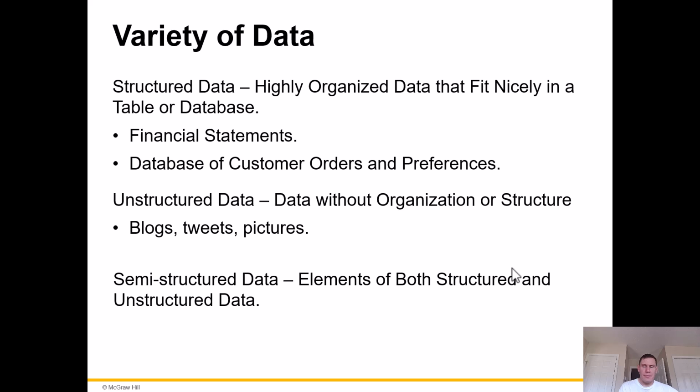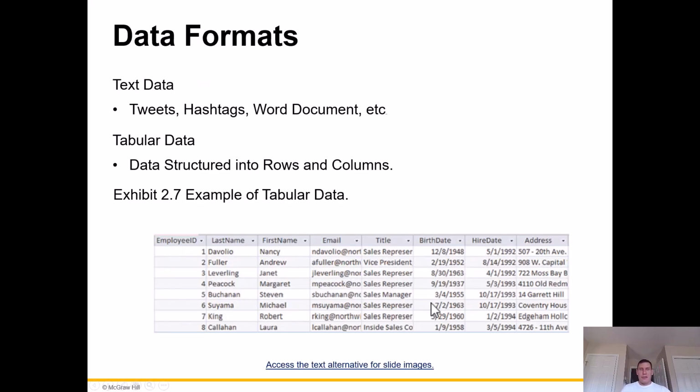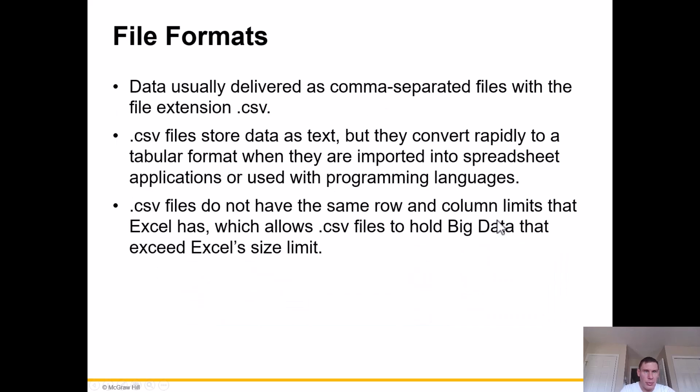So for variety of data, structured data is highly organized data that fits nicely in a table or database. Examples of that would be financial statements, or a database of customer orders and preferences. Unstructured data is data without organizational structure, so things like blogs, tweets, pictures. Semi-structured data basically has elements of both of the two above. And with respect to data formats, it could be text data, so things like tweets, hashtags, Word docs, for example. It could be tabular data, as in tables, data structured into rows and columns, so think about Microsoft Excel, for example.